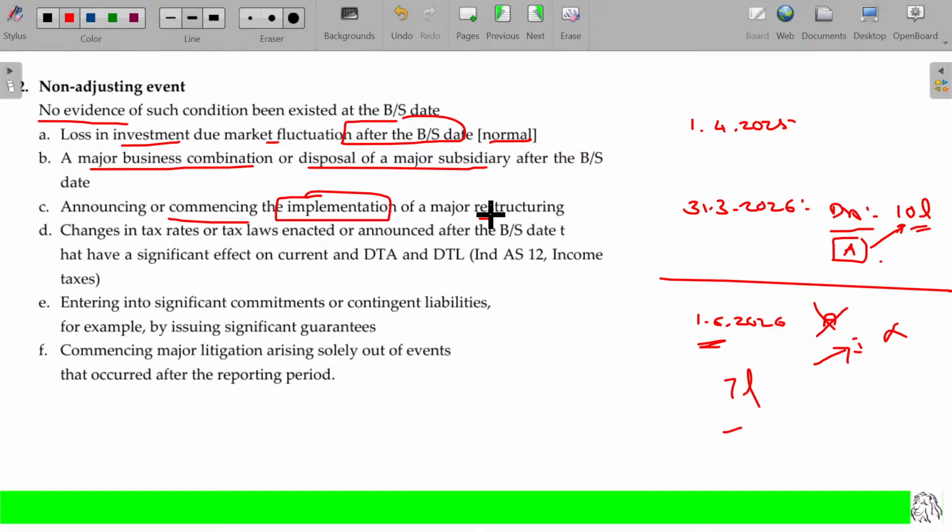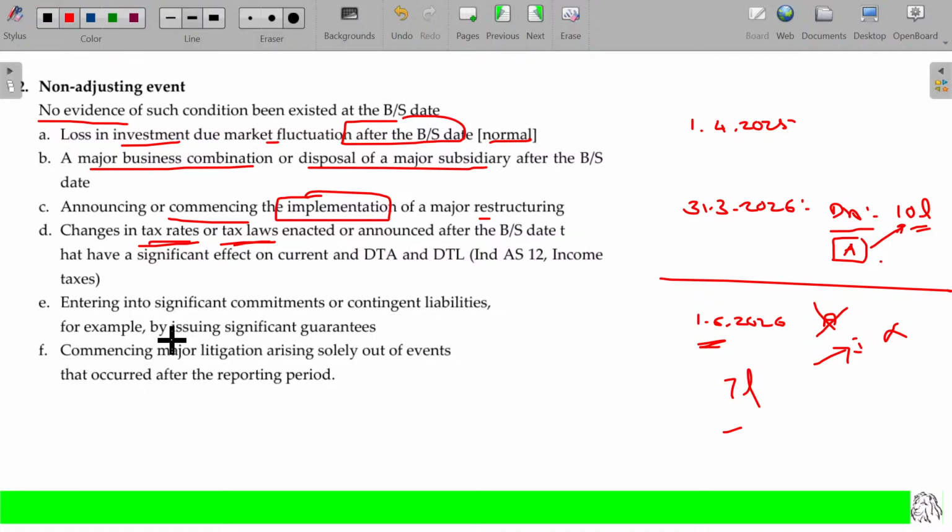We had not thought about that on 31st March. Suddenly we made a decision, then it is also a non-adjusting event. Changes in tax rates and tax laws may have a significant impact, but are also non-adjusting events. Like suddenly the GST rate is waived by the government's announcement. We are not sure such a thing may happen on 31st March.